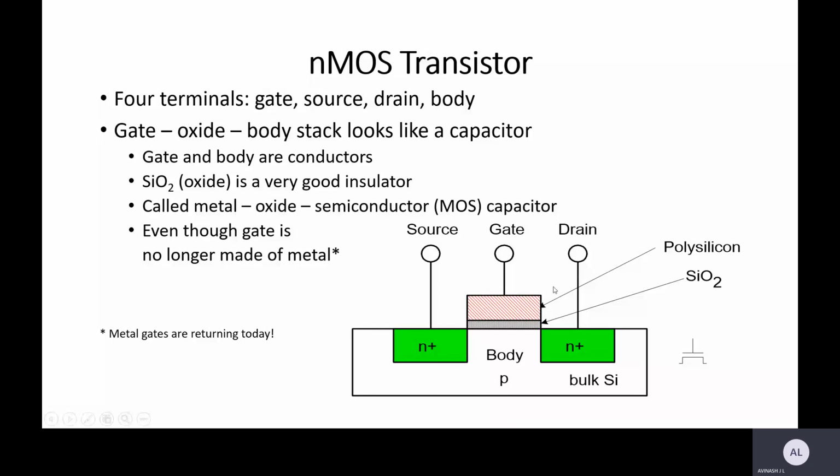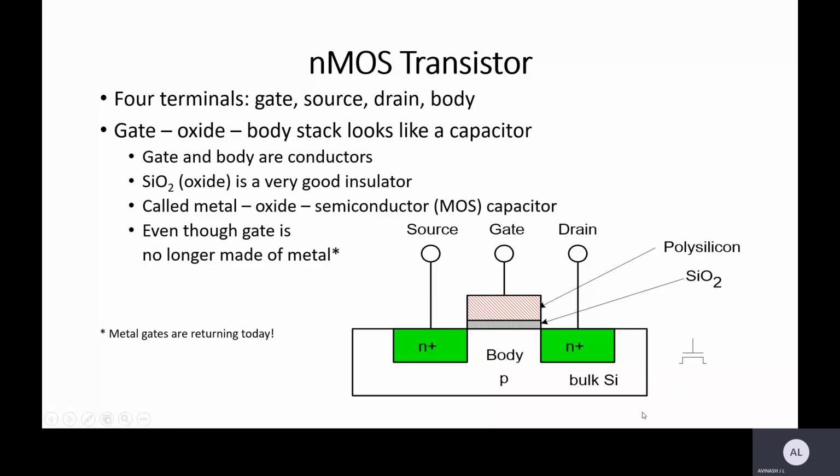So this is the NMOS transistor. For NMOS, your body will be P type, and the source and drain will be N plus. The symbol is written at the bottom right. You can see this is the symbol for the NMOS transistor, and this is the operational diagram for the NMOS transistor.